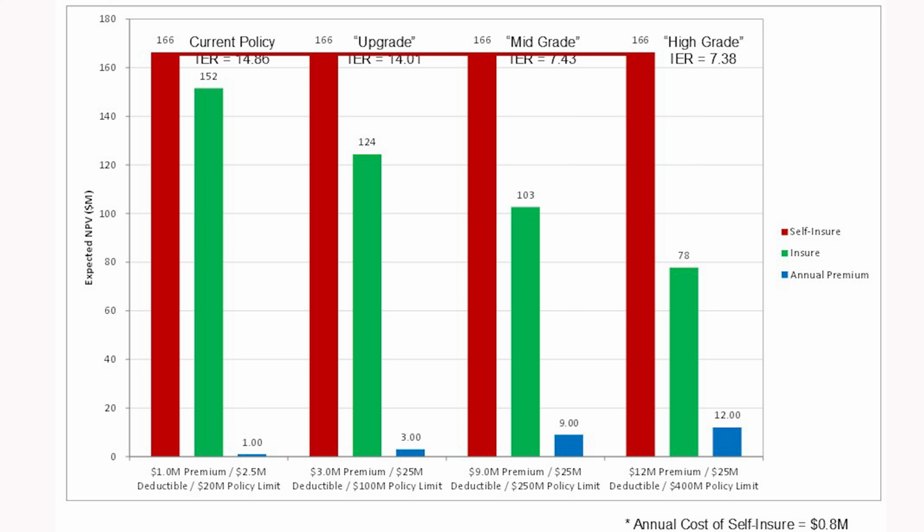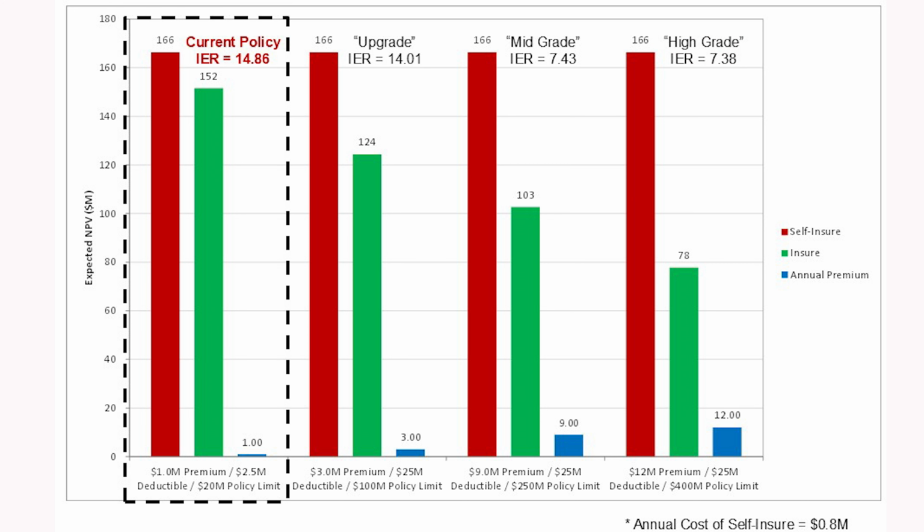The four potential cyber policies have significantly different reductions in cyber expected risk liability, with the high-grade policy taking the biggest bite out of the company's cyber risk liability with an $88 million reduction. The policies also have significantly different insurance efficiency rates. However, all the rates are high and represent good returns on investment for insurance.